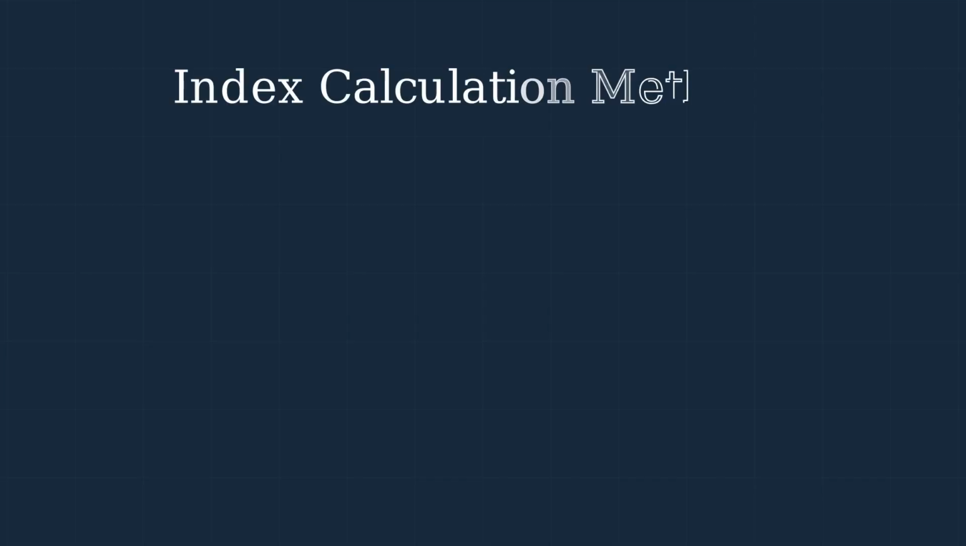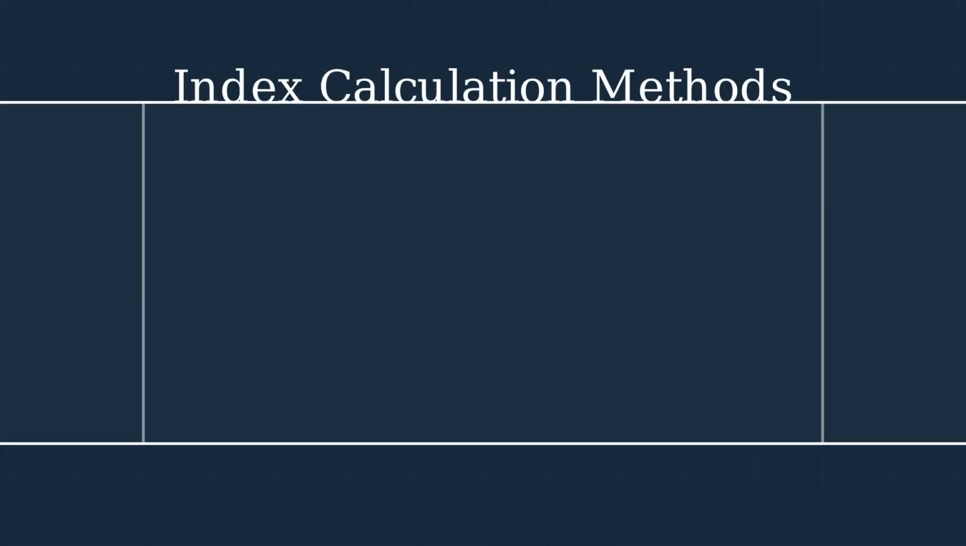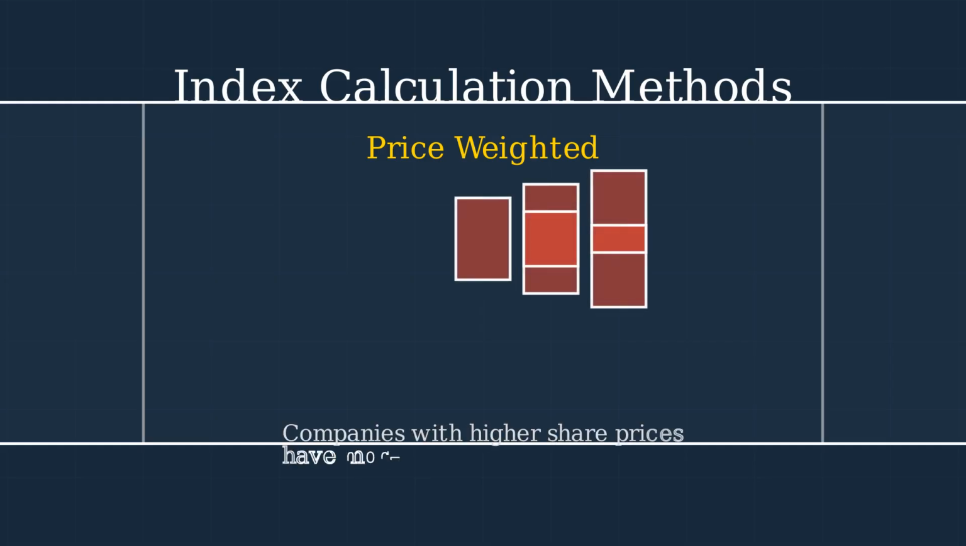Indices are calculated using different methodologies. The three most common methods are market capitalization weighted, price weighted, and equal weighted. Market capitalization weighted indices give more influence to larger companies. Price-weighted indices are influenced more by stocks with higher share prices. Equal-weighted indices give each component the same influence regardless of size or price.